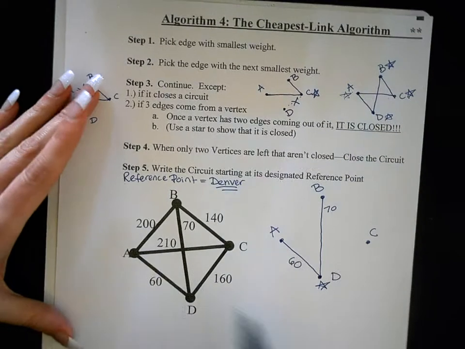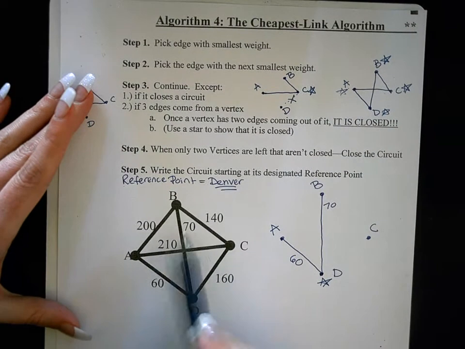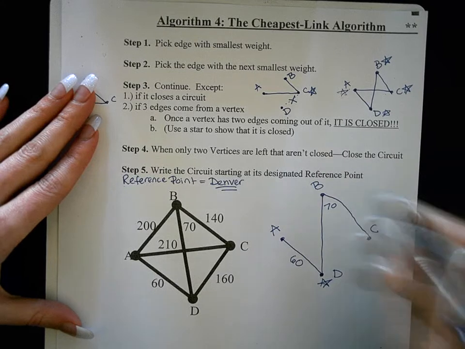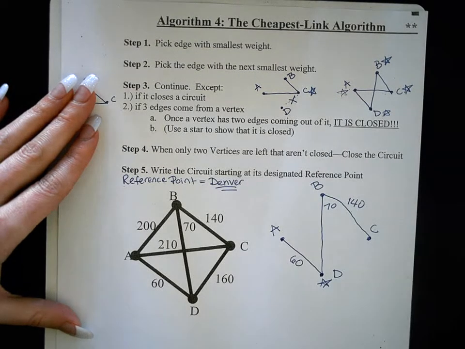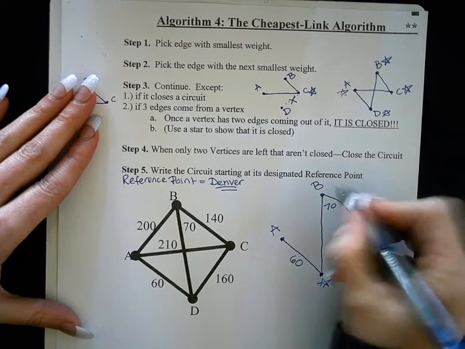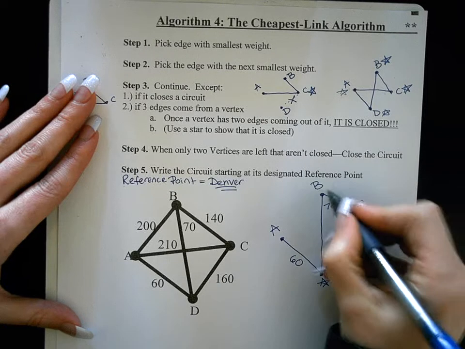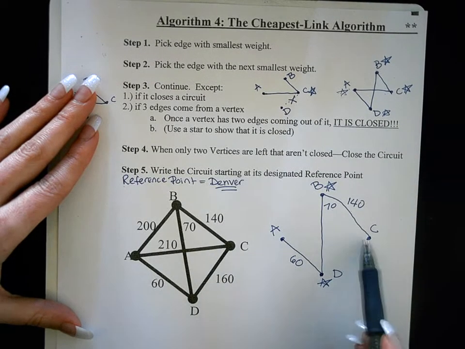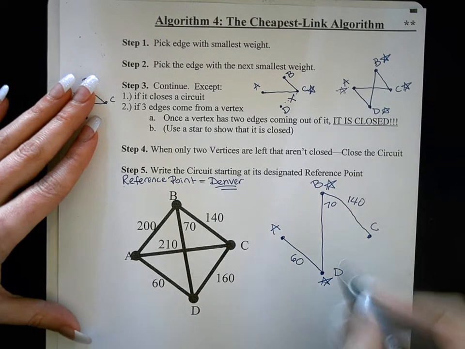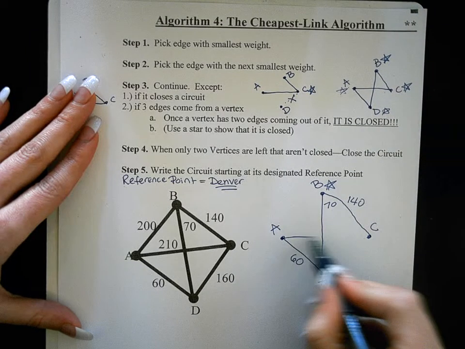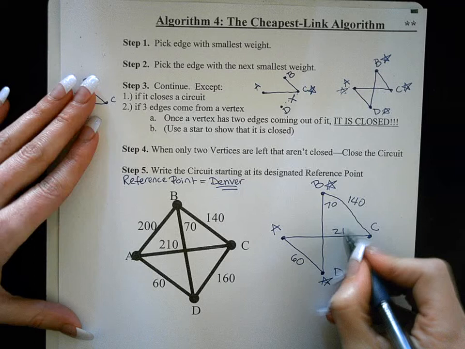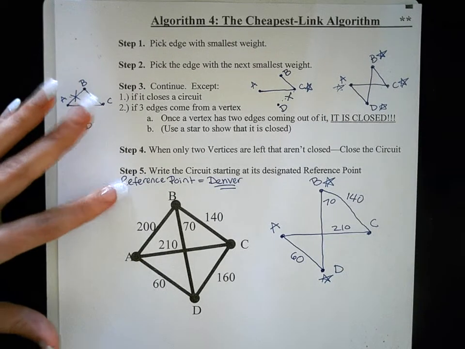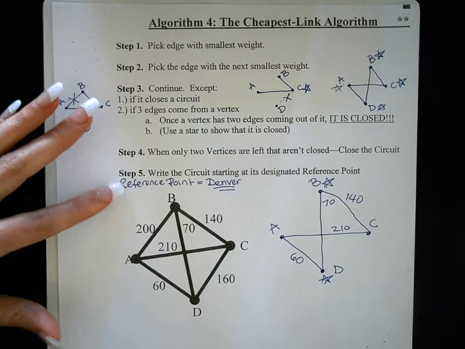So let's go ahead and pick the next smallest number. The next smallest number would be 140, BC. 140, and B is closed. And now we are just left with 2 vertices that are open. So it's time to close the circuit, and that is 210. So we're just going to write it with our reference point. Our reference point is Denver, D.